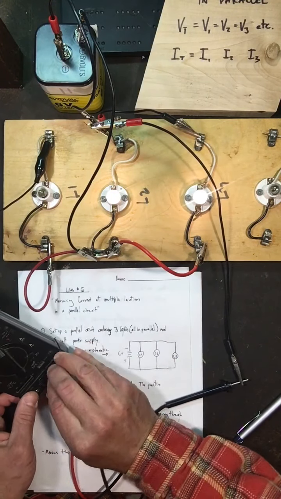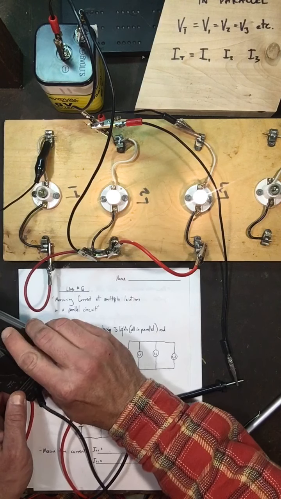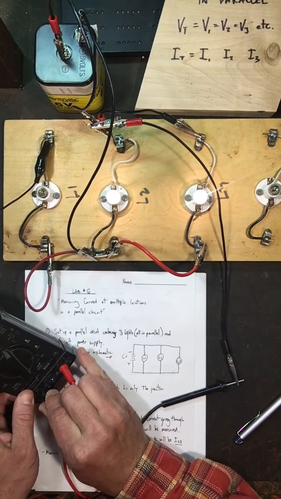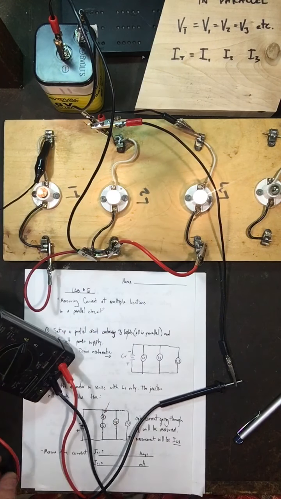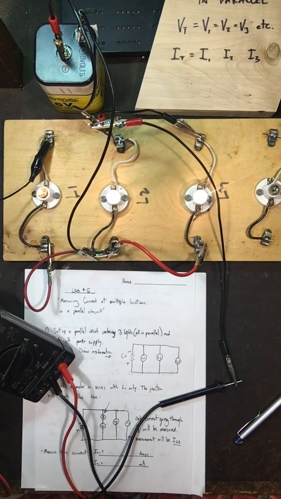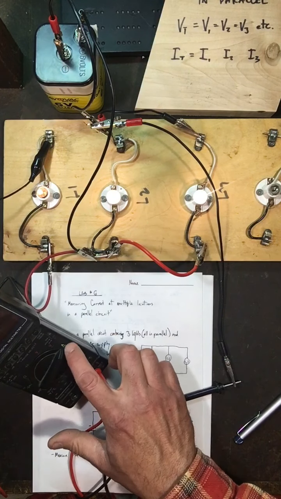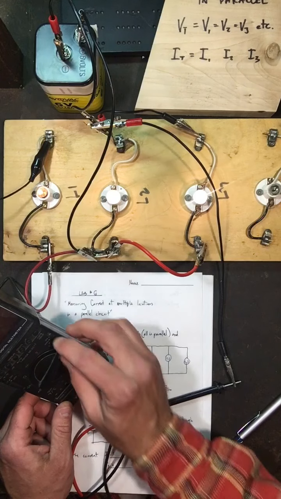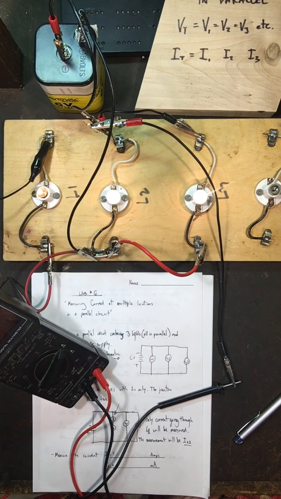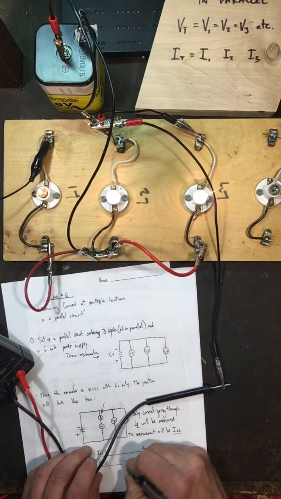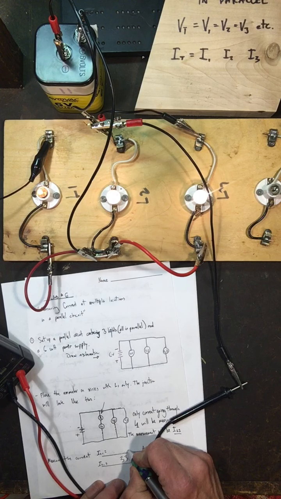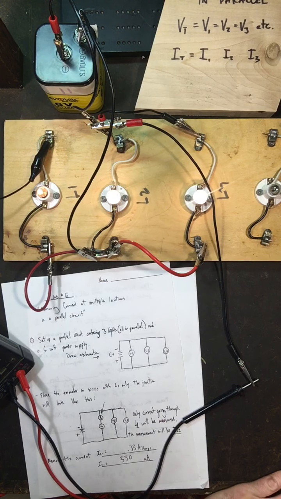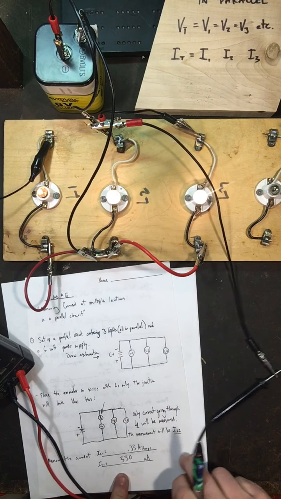Now let me see if I have to. Oh, I have to make sure I'm measuring current. Sorry, I had it on the wrong setting here. It has to be on direct current. Okay, so right there I'm set up and I'm getting 330 milliamps, which would be 0.33 amps, right? 1, 2, 3 for 330 milliamps. Okay. All right, so that's the first one.